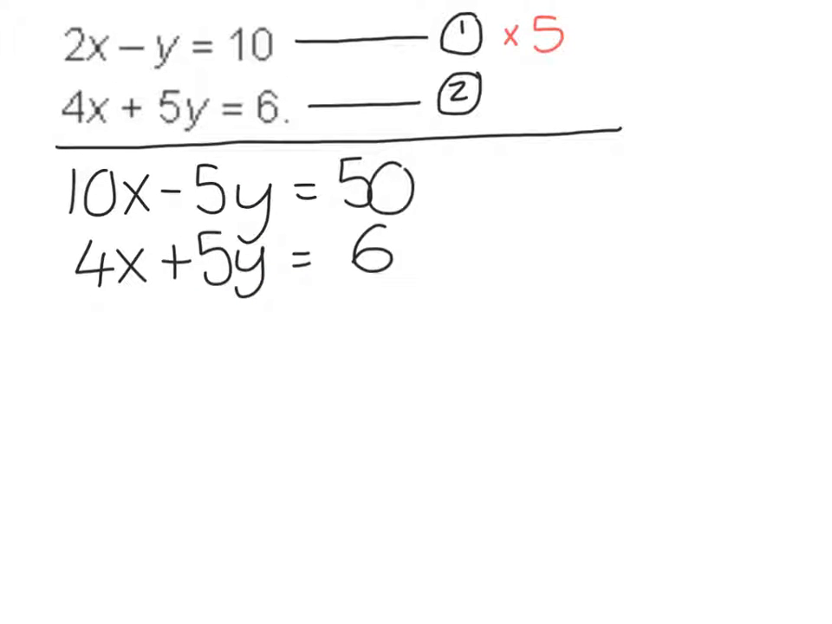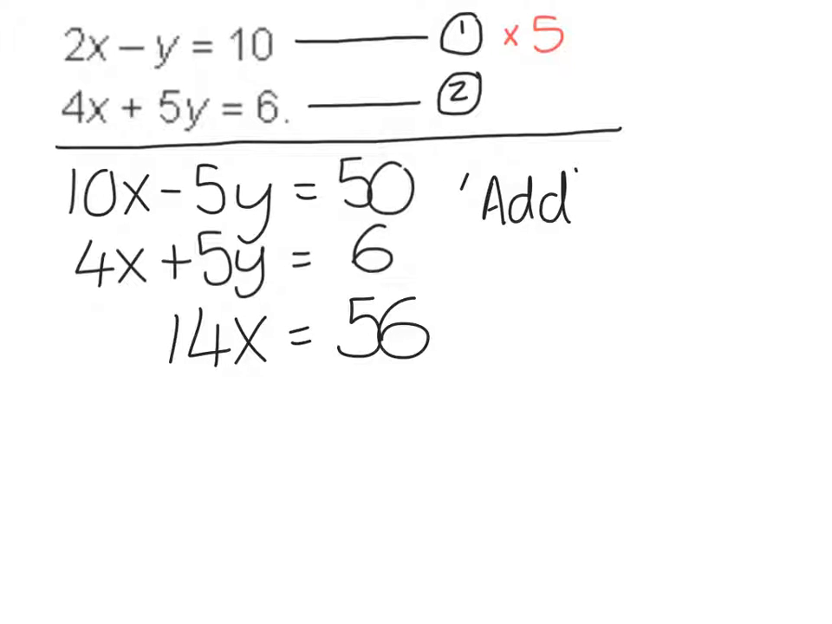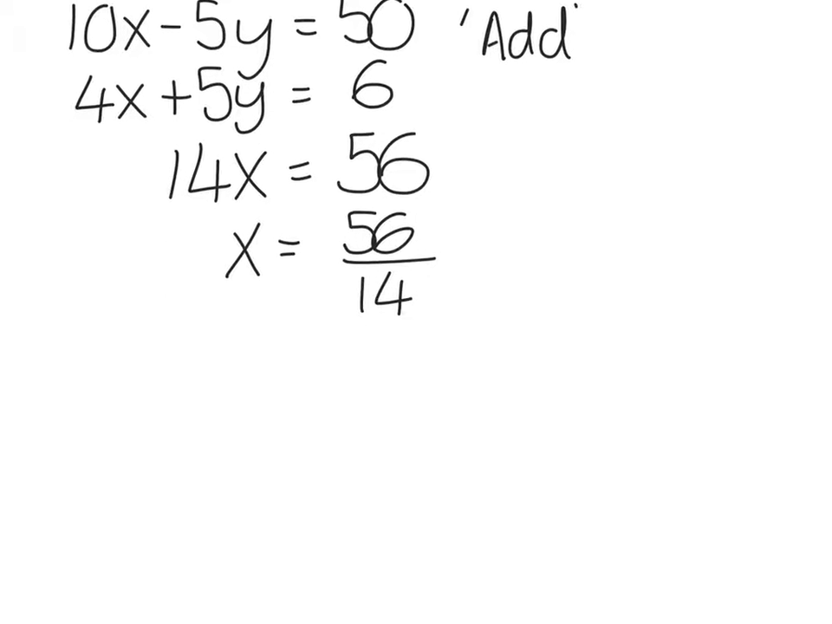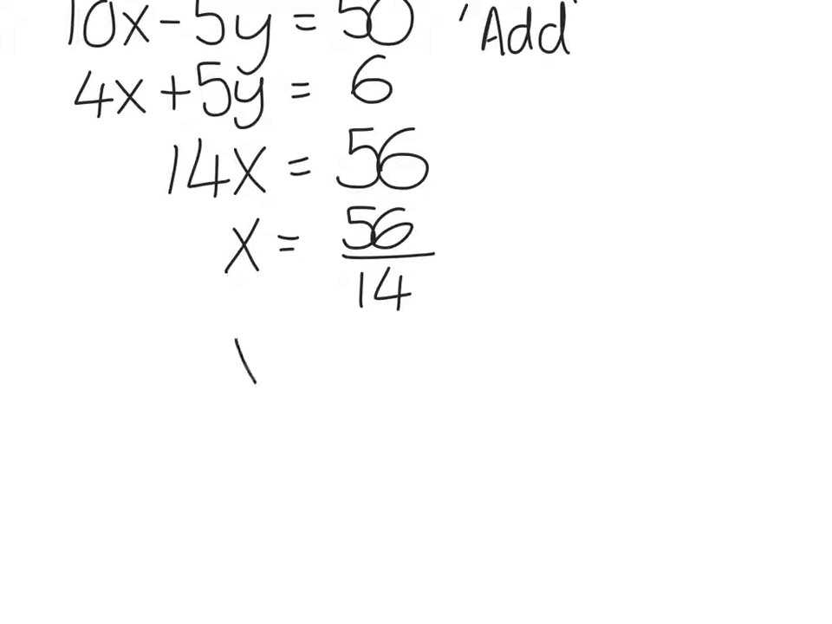So now we have the same value on our y terms, one of them positive and the other one negative. So to eliminate them, what we do now is we add the two equations together. What happens then is that the y parts disappear. So 10x add 4x is 14x. The y parts disappear when added together, and 50 add 6 is 56. So that gives us 14x equals 56. So then we take the 14 to the other side, which means it then divides the 56, and 14 goes into 56 exactly 4 times, which means that x equals 4.